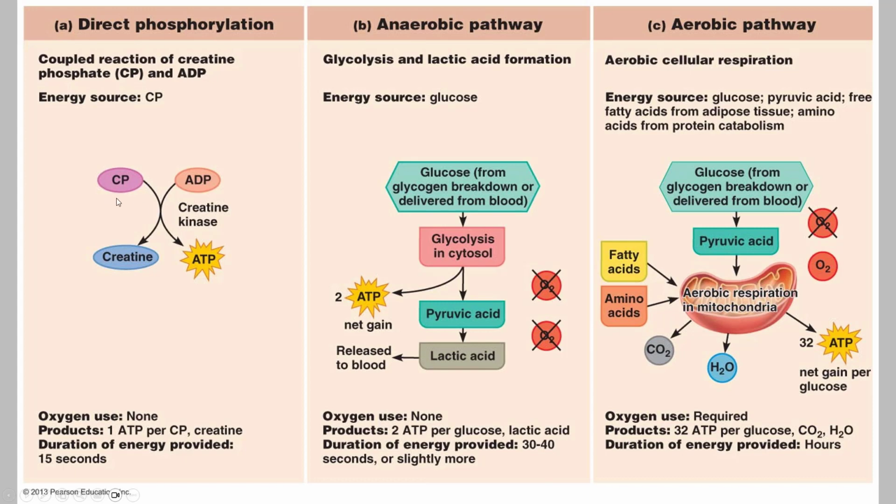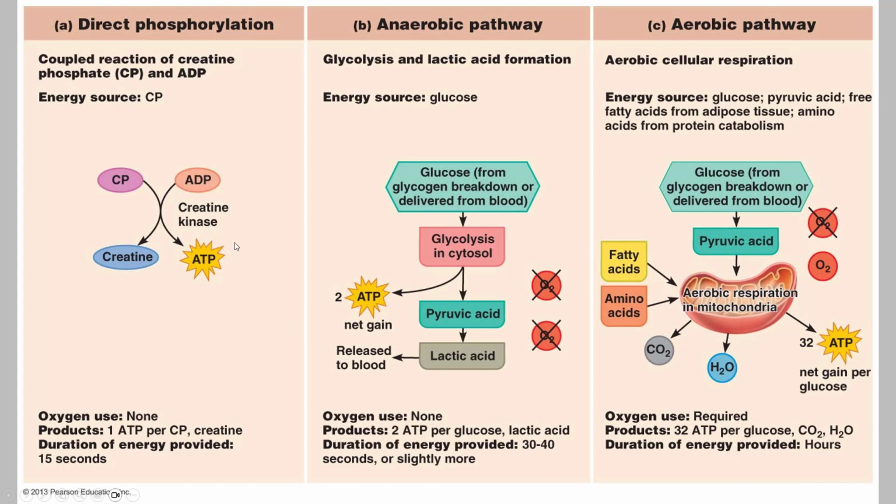And the way that this works is creatine phosphate is going to directly transfer a molecule of phosphate to a molecule of ADP. And that ADP, when we add another phosphate to it, what does it become? ATP. We are left with something called creatinine. So this gives us one molecule of ATP. It doesn't require oxygen, so this can happen in anaerobic conditions, but it does not give us very much energy. We get about 15 seconds of energy from this.